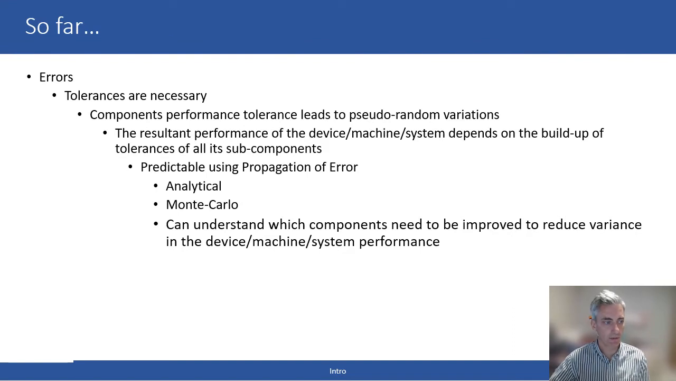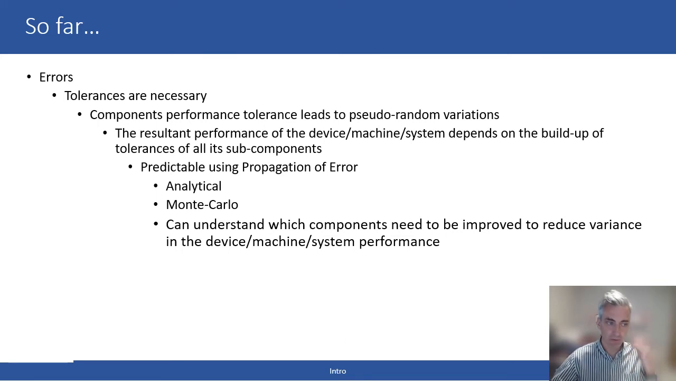So last week we covered errors. We looked at the different types of errors and we paid particular interest in statistical errors. These are kind of random errors that follow some sort of pseudo-random distribution, like a normal distribution. And this ultimately affects the tolerances that we can expect our system to perform within.